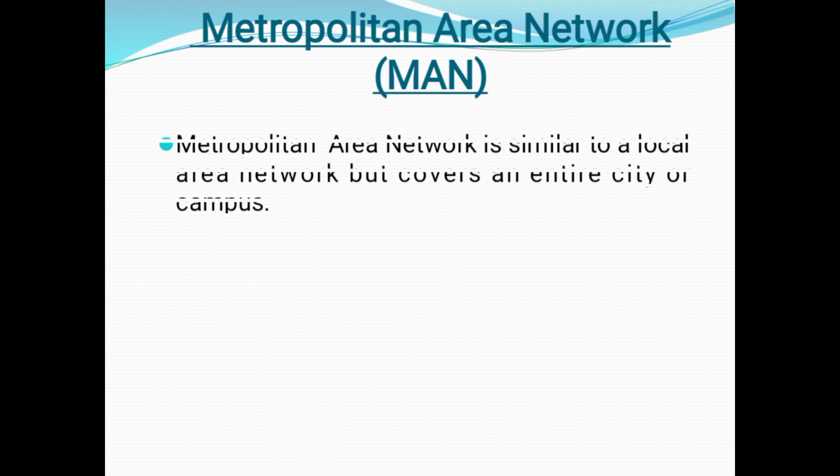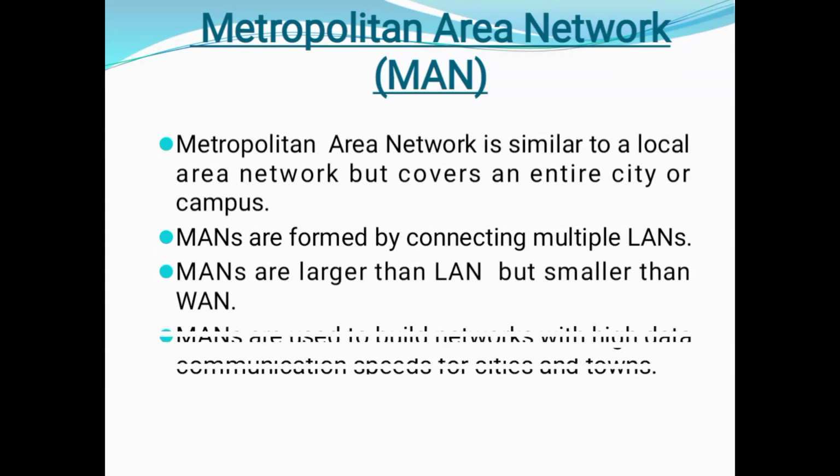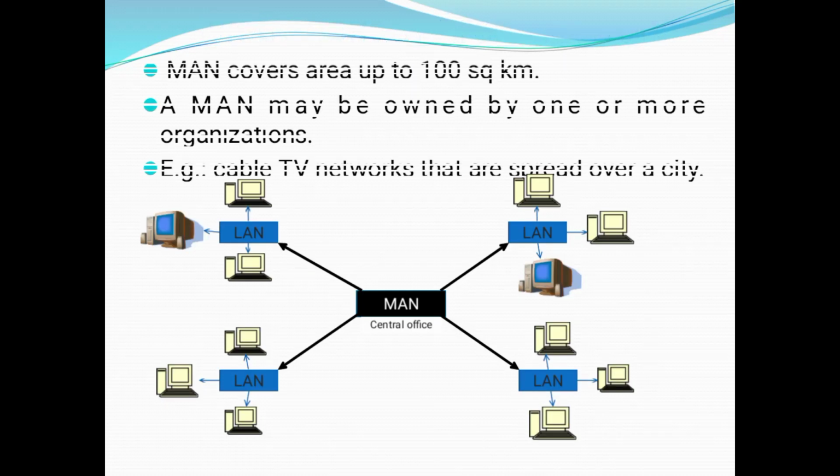Metropolitan area network. A metropolitan area network is similar to a local area network but covers an entire city or campus. MANs are formed by connecting multiple LANs. MANs are larger than LANs but smaller than WANs. MANs are used to build networks with high data communication speeds for cities and towns. A MAN is ideal for many kinds of network users because it is a medium sized network. A MAN covers an area up to 100 square kilometers. A MAN may be owned by one or more organizations. Example, cable TV networks that are spread over a city.